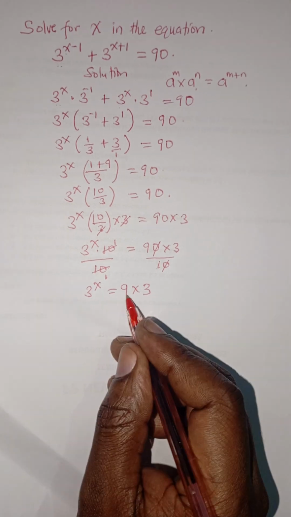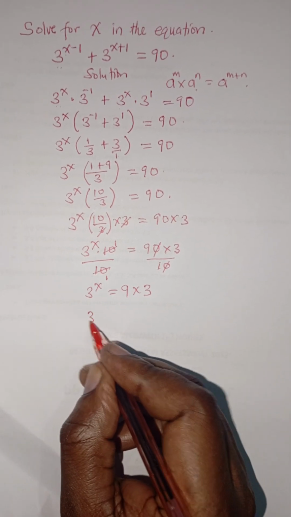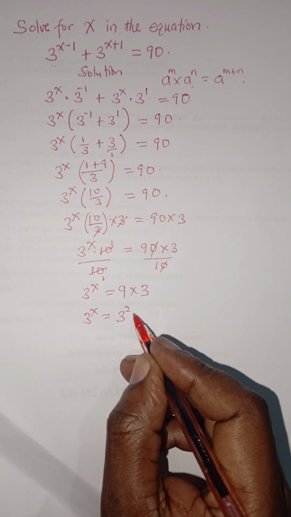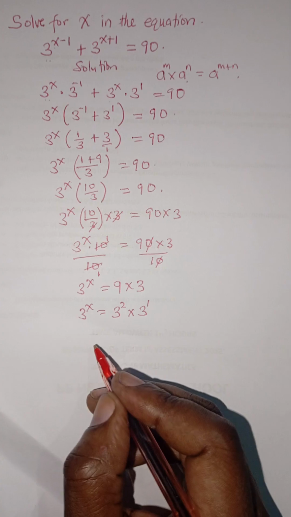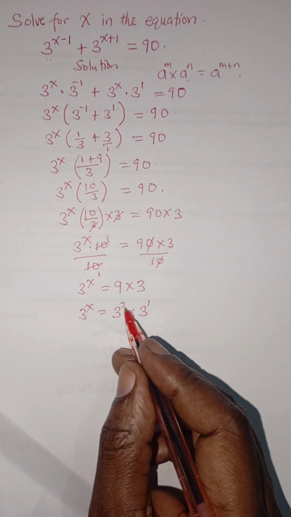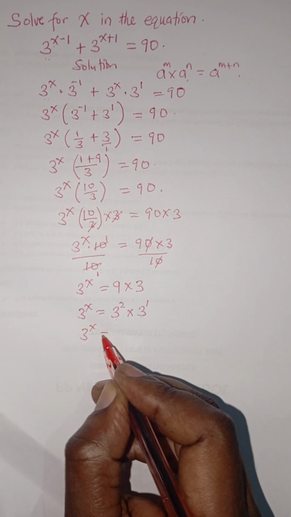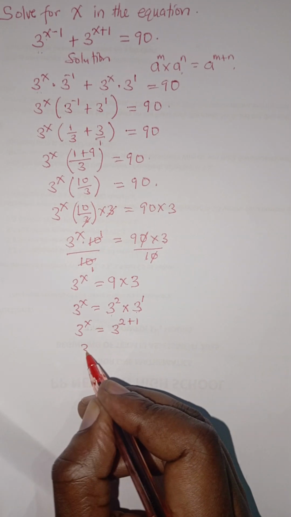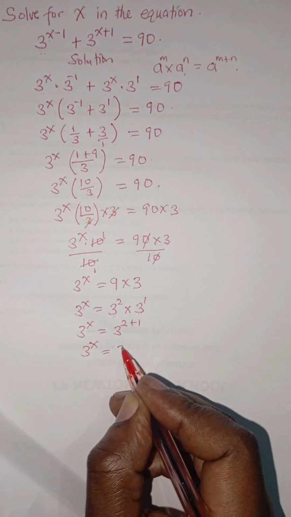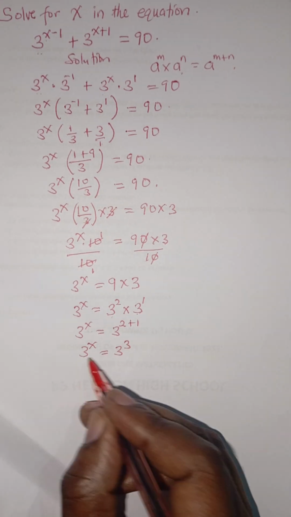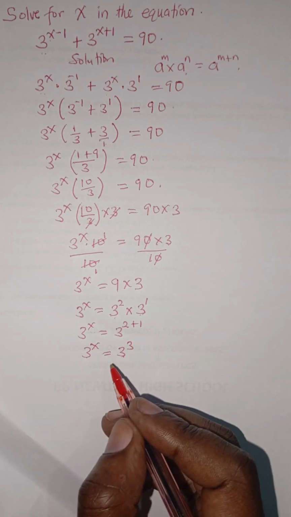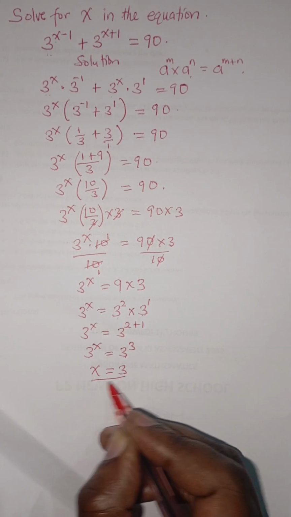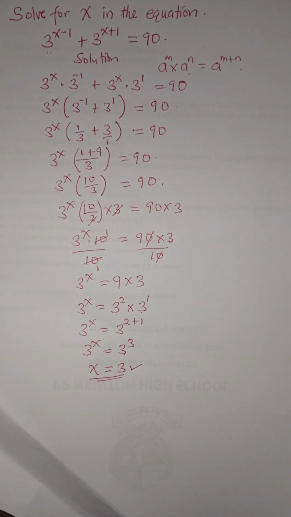So express this also in powers. I have 3 to power x is equal to 9, which is the same as 3 to power 2, times 3, which is the same as 3 to power 1. I have the same bases, so I can add the powers. So 3 to power x is equal to 3 to power 2 plus 1. Therefore 3 to power x is equal to 3 raised to power 3. Since the bases are the same, the powers must also be the same. Therefore x is equal to 3. This is the value of x.